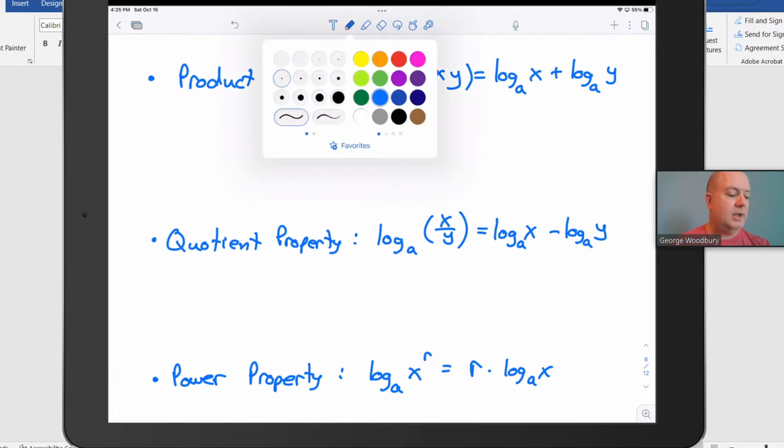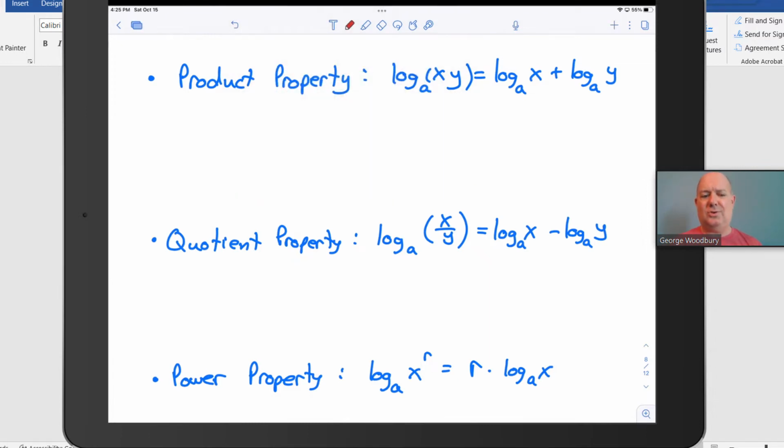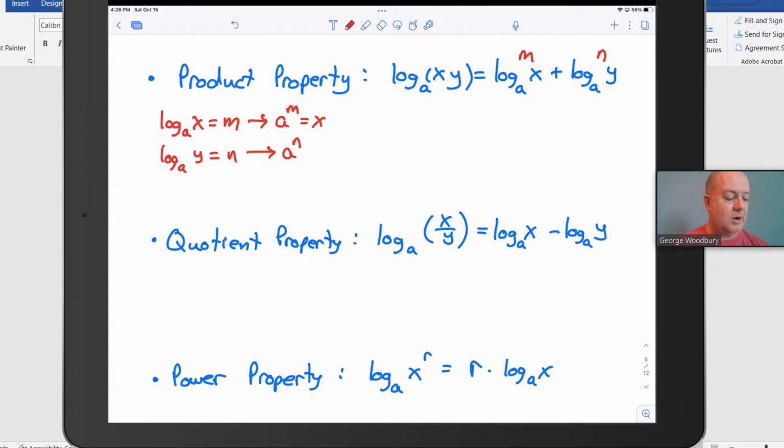So let's do that. The best way to prove this is to start by saying, okay, let's assume that those two logarithms are equal to m and n, two numbers. So log base a of x is equal to m. That means that a to the m power equals x. That is converting that to exponential form. Also, for the same reasoning, log base a of y equals n becomes a to the n power equals y.